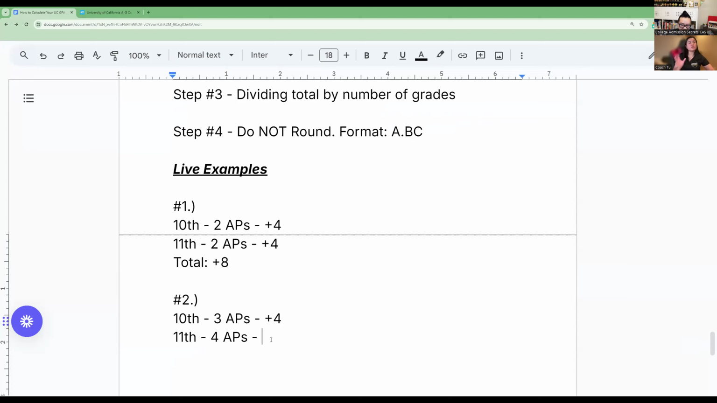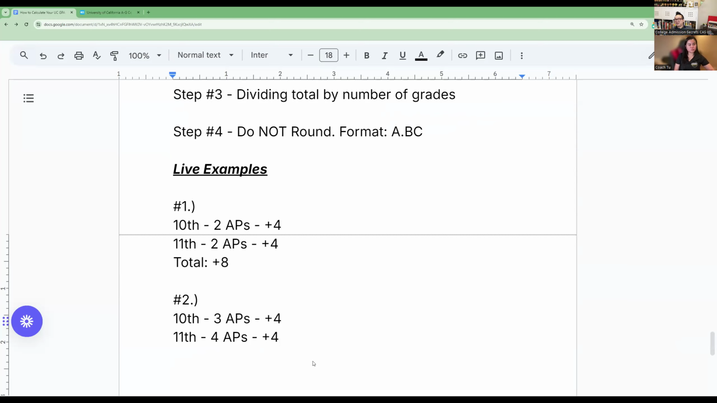The rule says that in 10th grade, you cap out at 4 honor points, no matter what. Awesome. And then how about 11th grade? They took 4 APs. What are their honor points here? 4 as well.